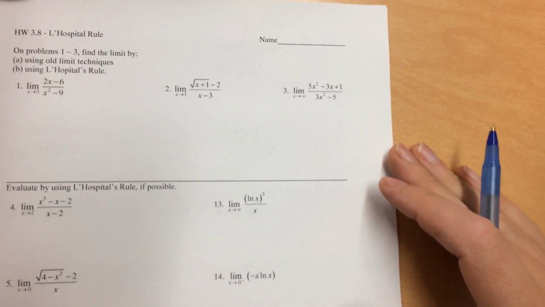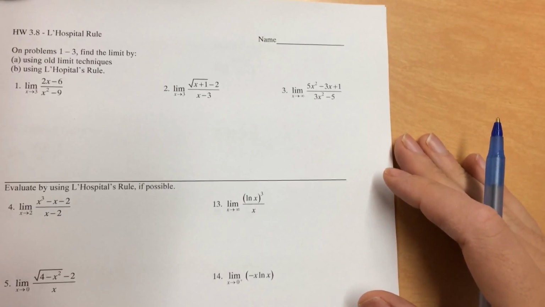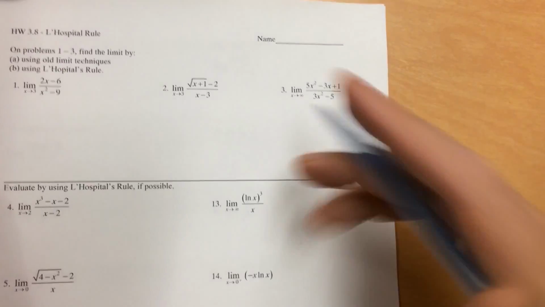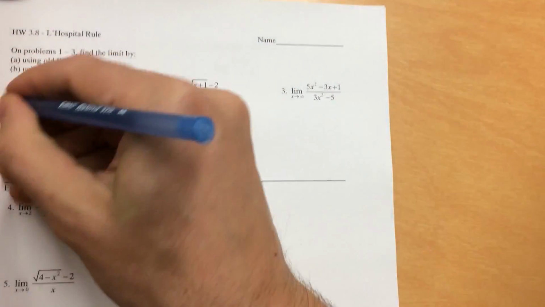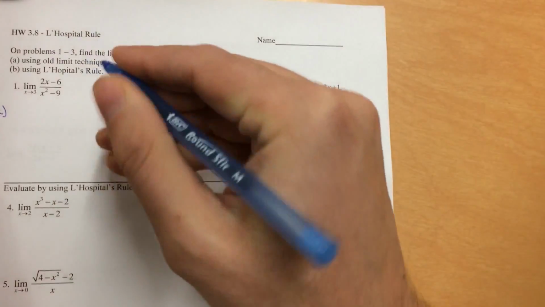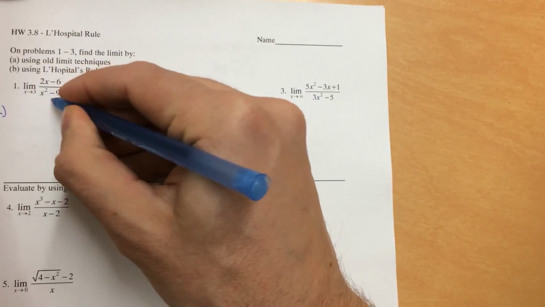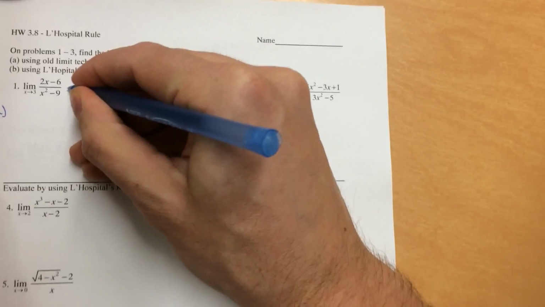All right, on homework 3.8, you're supposed to be using L'Hopital's rule. The first three problems, you're doing it using the old limit techniques and by using L'Hopital's rule. So we'll do part A first for number one. Part A looks like a factor and cancel one because there's polynomials over polynomials.